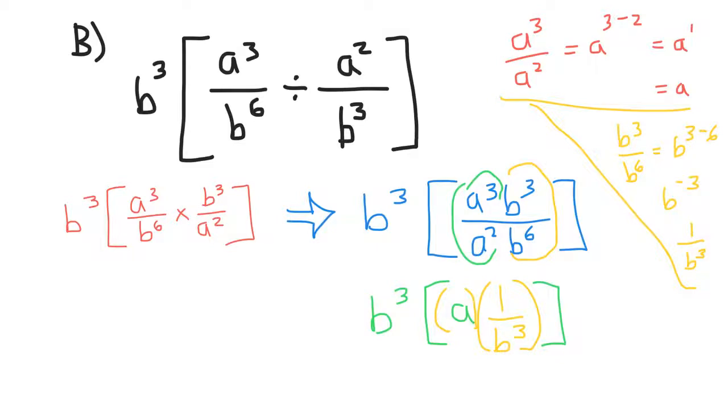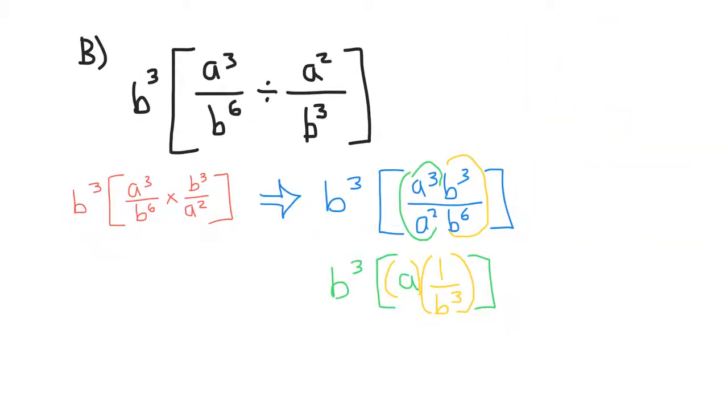So what can you do with that? So what we have here is, again, b to the third times a times 1 over b to the third. Now, multiplication is commutative, so that means that if you have some number a times b times c, well, that's really equal to b times a times c. So in other words, the order by which you multiply three numbers together doesn't really matter.